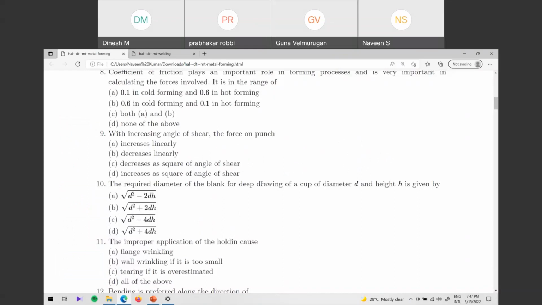So you are saying that if the shear angle is increasing, the force will be increasing. That is what you are saying. If your angle of shear is increasing, the force is increasing.